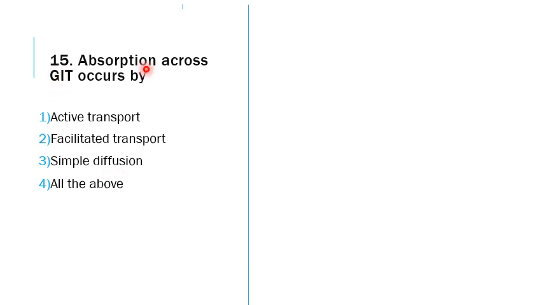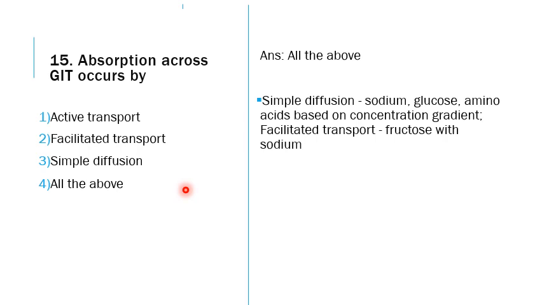The 15th question is: absorption across the GIT occurs by, options are active transport, facilitated transport, simple diffusion, all of the above. The answer is all of the above. Let us see which nutrient takes which form of transport.